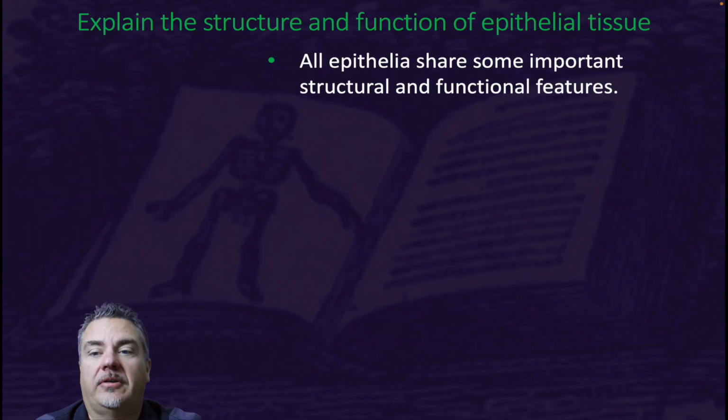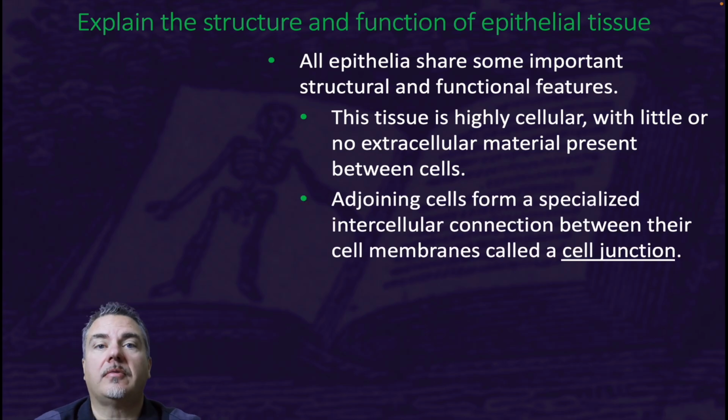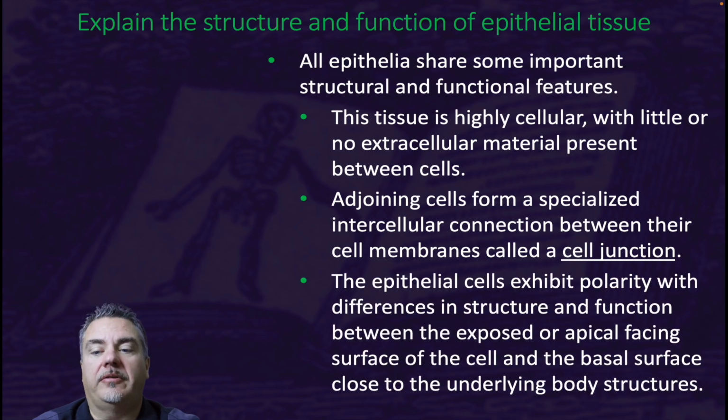All epithelia share some important structural and functional features. This tissue is highly cellular, with little or no extracellular material present between cells. Adjoining cells form a specialized intercellular connection between their cell membranes called a cell junction. The epithelial cells exhibit polarity with differences in structure and function between the exposed or apical facing surface of the cell and the basal surface close to the underlying body structures.